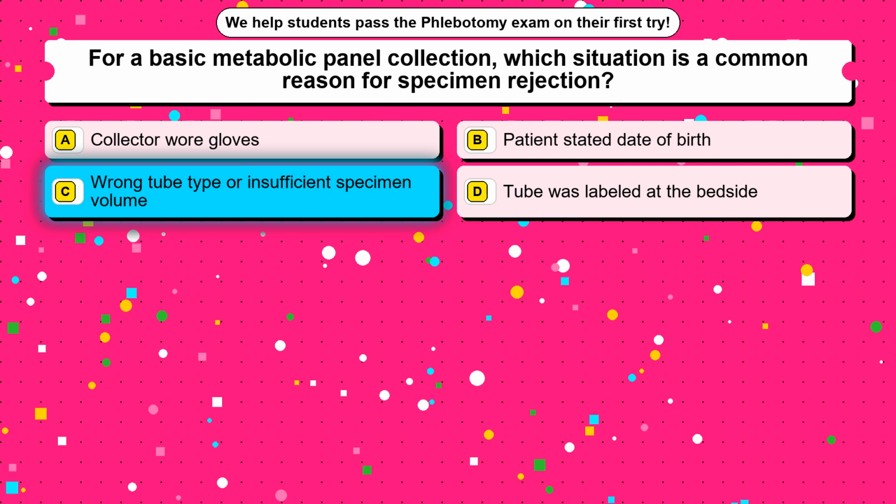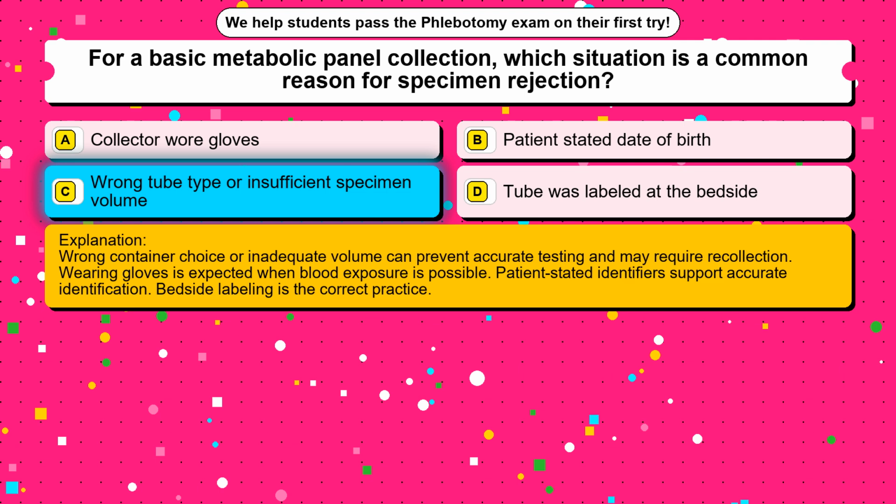Wrong tube type or insufficient specimen volume. Wrong container choice or inadequate volume can prevent accurate testing and may require recollection. Wearing gloves is expected when blood exposure is possible. Patient-stated identifiers support accurate identification. Bedside labeling is the correct practice.